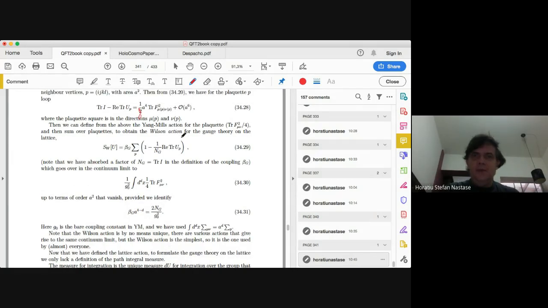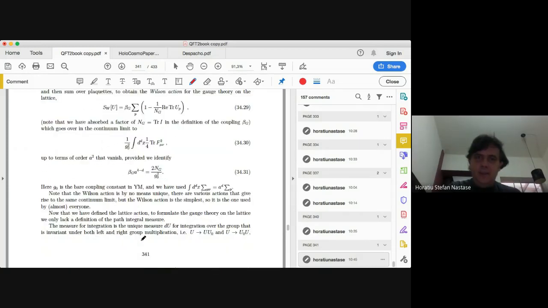So we have just seen that this Wilson action in the continuum limit gives us the action for Yang-Mills theory. But the Wilson action is actually not unique. This is just the simplest action. There are other actions that give the same Yang-Mills action in the continuum limit. Being the simplest, it is also the one used by almost everyone, but for various reasons other actions also appear in the literature.